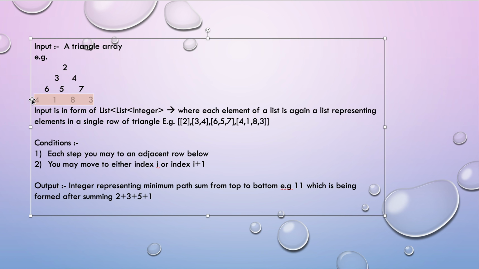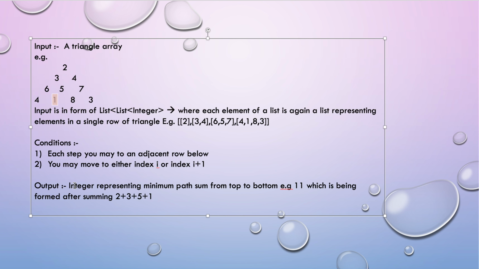There are certain conditions which are given here. First, you can traverse to just the row below, and second, you can move to only index i and i plus 1 on the below row, considering you are already on index i. For example, from the triangle's second last row and first element, its value is 6, the pointer can move to only the last row's first element, which is 4, or the adjacent one, that is the second element which has value 1. So that's it for the conditions part.